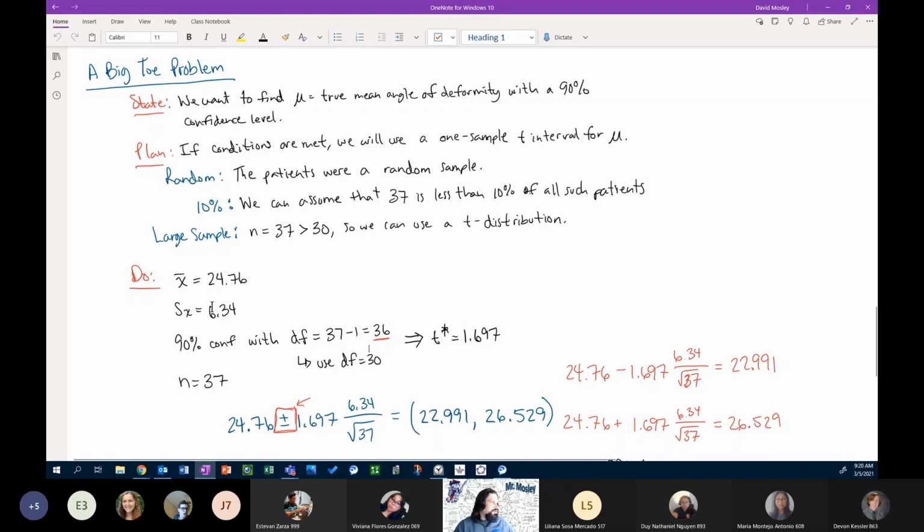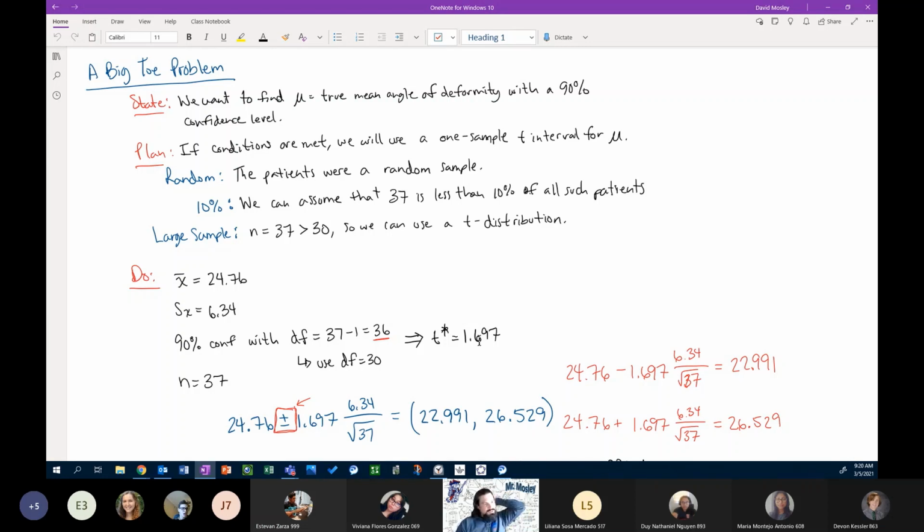So then we go to the do part of the process, and I'm going to start by listing the things that I know. X bar is 24.76. Standard deviation of my sample is 6.34. That was provided in our context. With a 90% confidence and a sample size of 37, I have 36 for my degrees of freedom. 36 does not exist on table B, so I use 30 for my degrees of freedom, and that gives me a t star of 1.697, a critical value of 1.697.